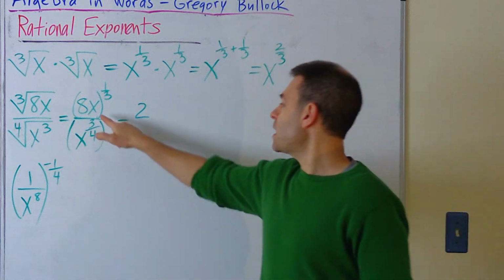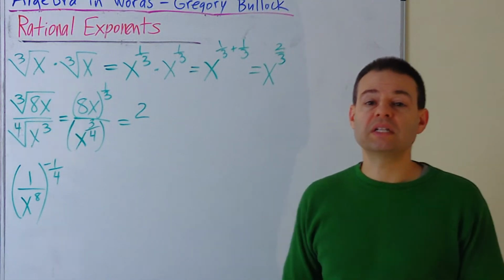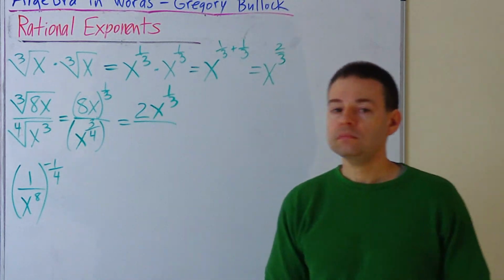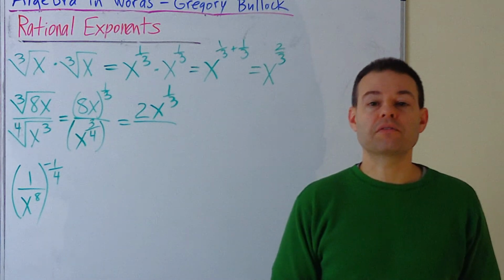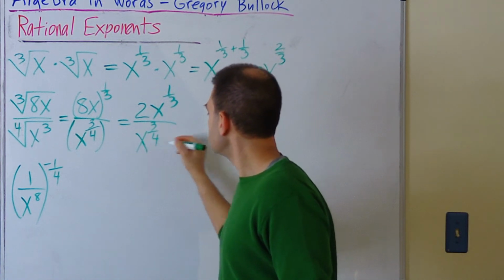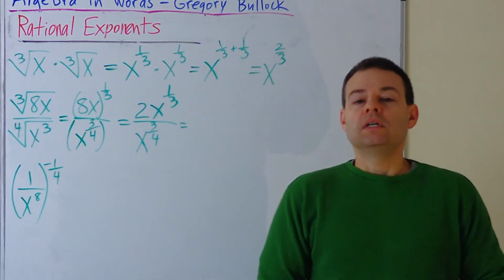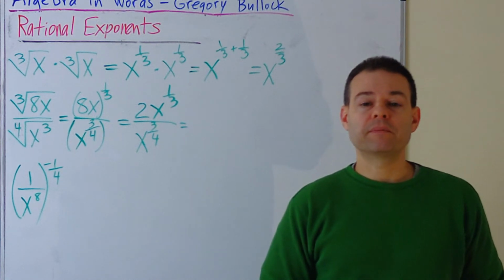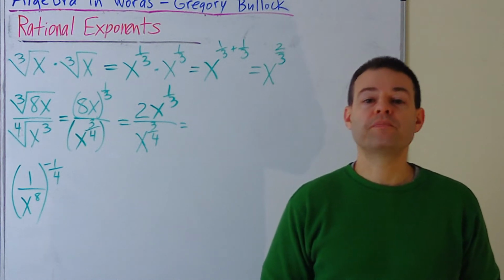And since this is x, we can't break down x to the 1/3 anymore, so we're going to leave it x to the 1/3. And then, for now, we're just going to rewrite the denominator x to the 3/4. Okay, and we want to continue. Now notice that we have a common base of x in the numerator and the denominator. And coincidentally, they both have rational exponents, or fractions.